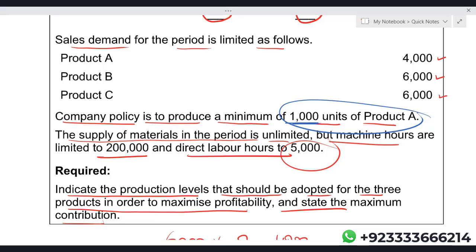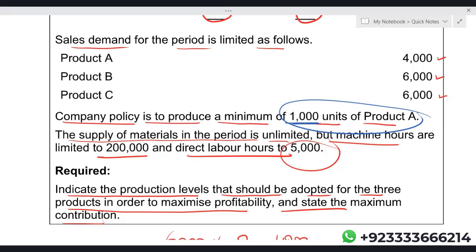Because on the ranking, A is not number 1. So because of the policy, only 1,000 units of A will be produced first. Then obviously we'll go towards C, which is rank number 1, and we will maximum satisfy the demand of C. After that, if any resources are left, we'll go for product B.